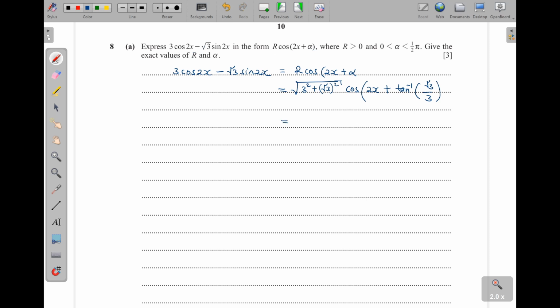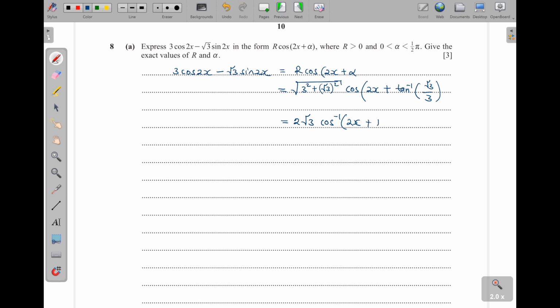And then here we have 3 squared is a 9, and then the square of the root of 3 gives you a 3, so that one gives us 12. And root of 12 is the same as saying root of 4 times root of 3, which is 2 root 3. So I'll write my r as 2 root of 3, and then the arc tangent of this: root 3 over 3 is the same as 1 over root 3. So arctan of that is 30 degrees.